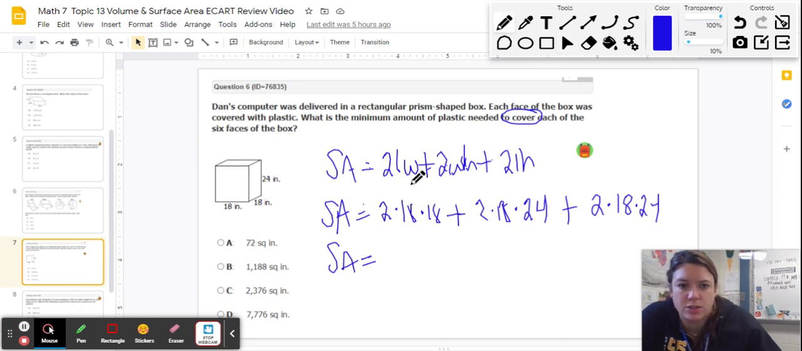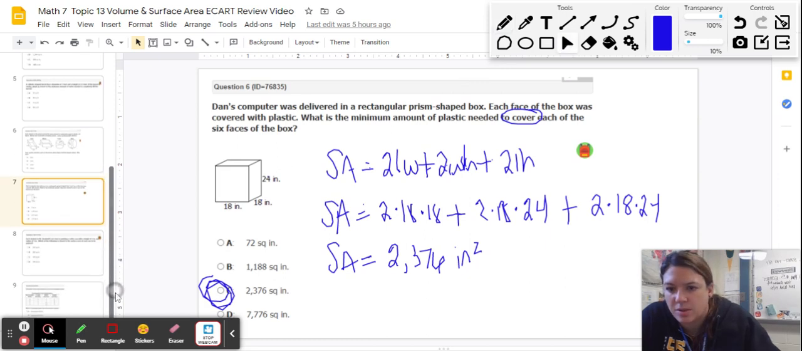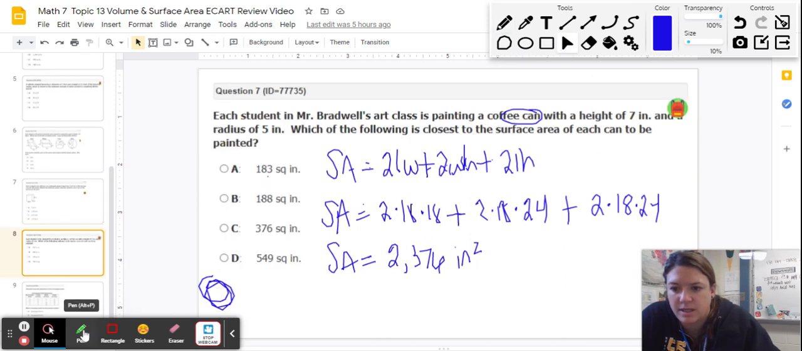All right, guys, should have gotten 2,376 square inches. All right, number 7, 2 more. Number 7.